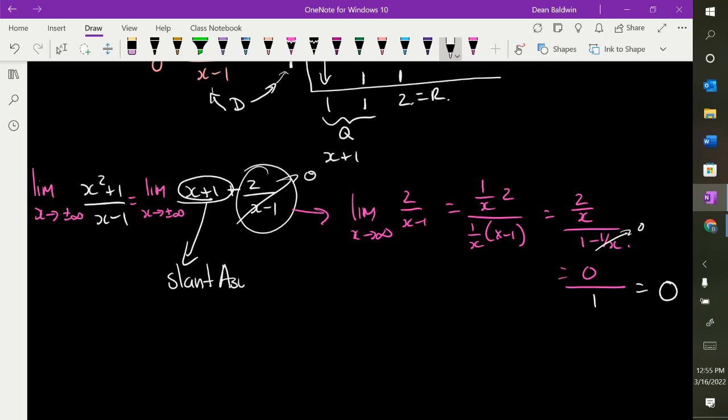Because as you punch in bigger and bigger numbers, what you're adding to this is essentially zero. It gets smaller and smaller and smaller. So your function gets closer and closer to this line, x plus 1. And I'll show you what it looks like on a graph. So if we go back to Desmos here, I'll put it back up in a sec.